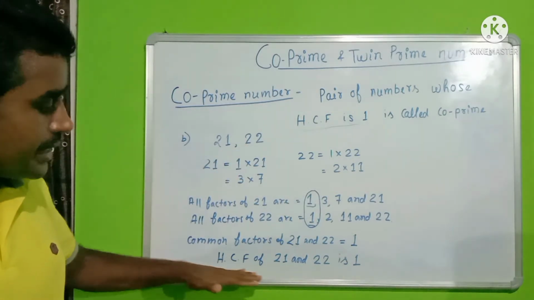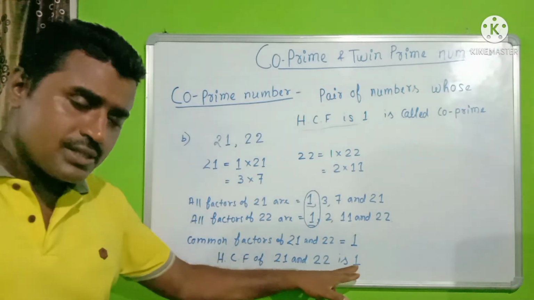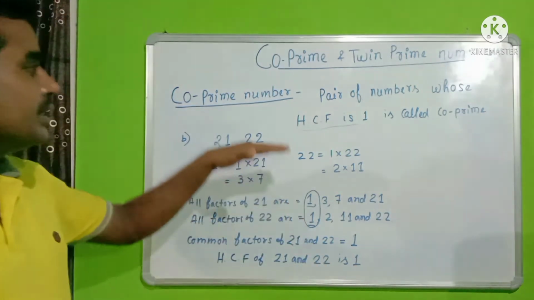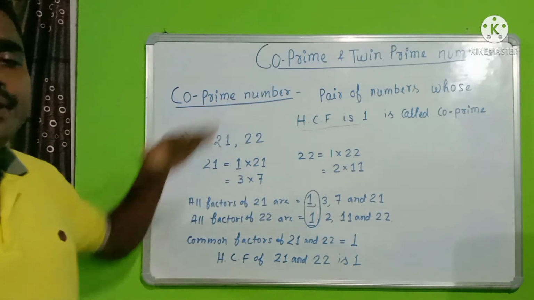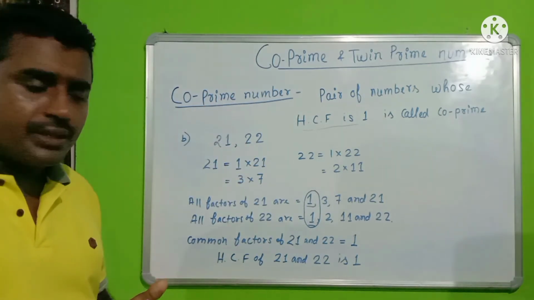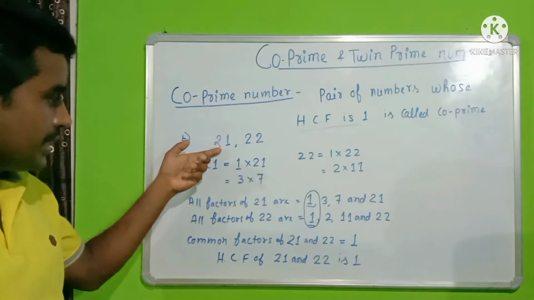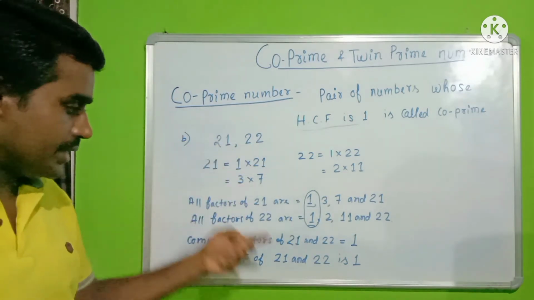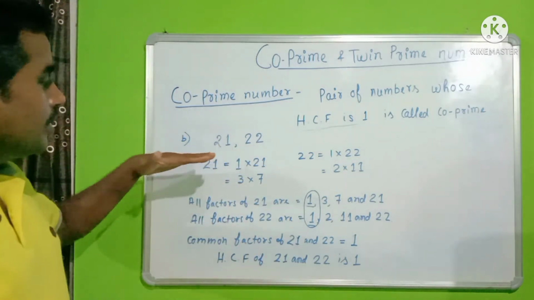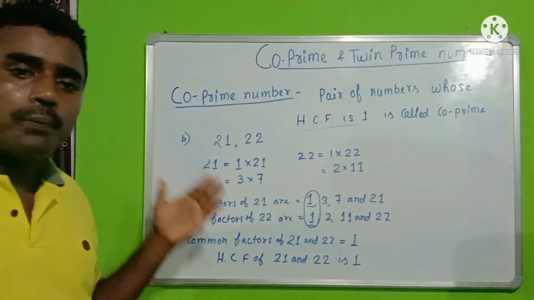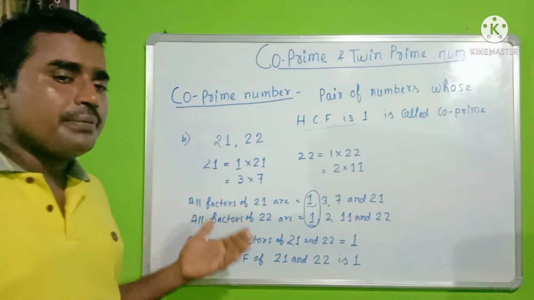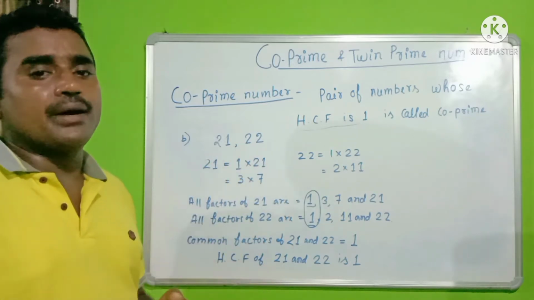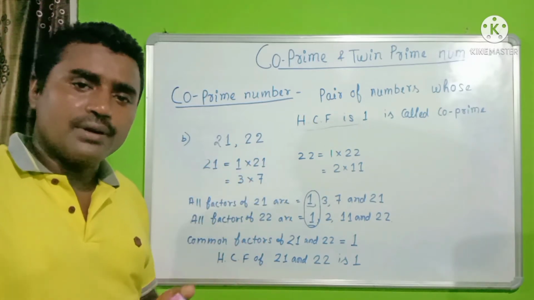Now HCF of 21 and 22 is 1. That means 21 and 22 are coprime numbers. So we got it. Since HCF of 21 and 22 is 1, that means 21 and 22 are coprime numbers. So in this way, you can easily find out whether a given pair of numbers is coprime or not.